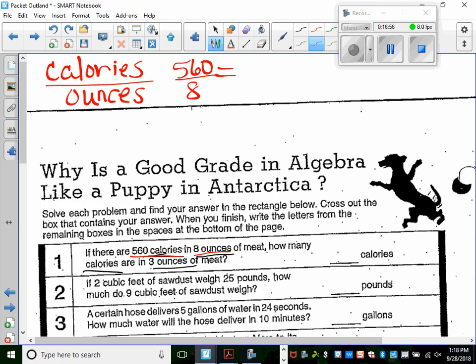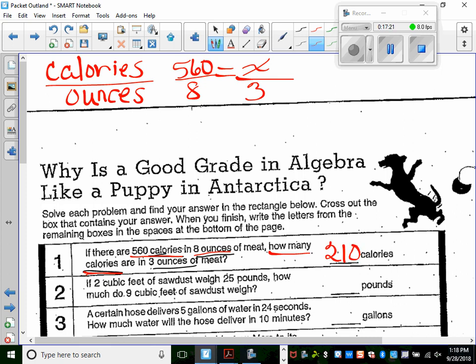And then it says how many calories. For the second one, I don't know, so that's my variable, to 3 ounces, ounces at the bottom. If you don't have your numbers in the right positions, you're not going to get the right answer. Now, I'm not going to solve it. You're going to solve it. I think that comes out to 210. And then you'll just put 210 here.